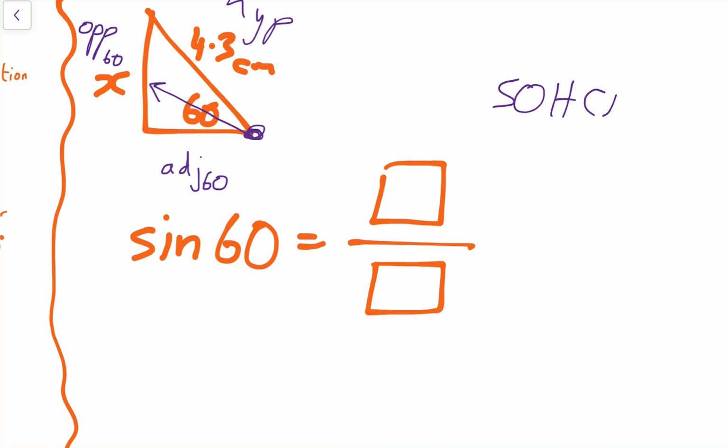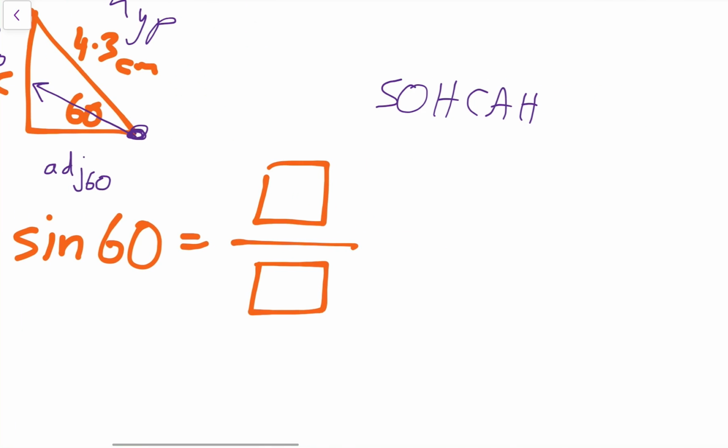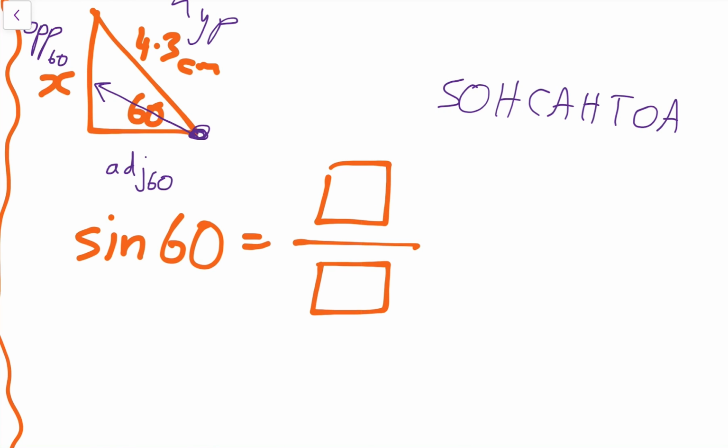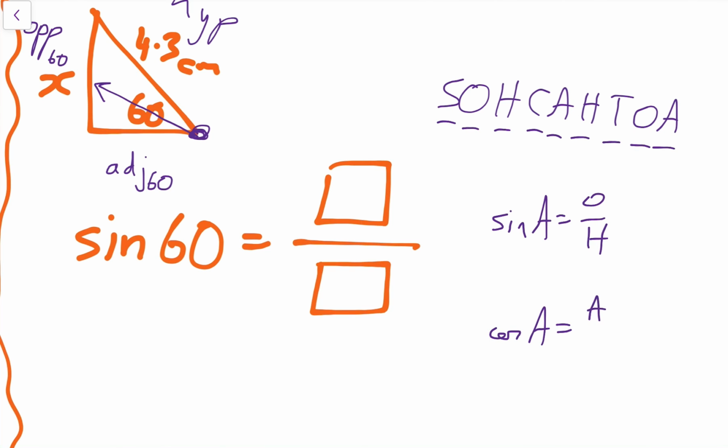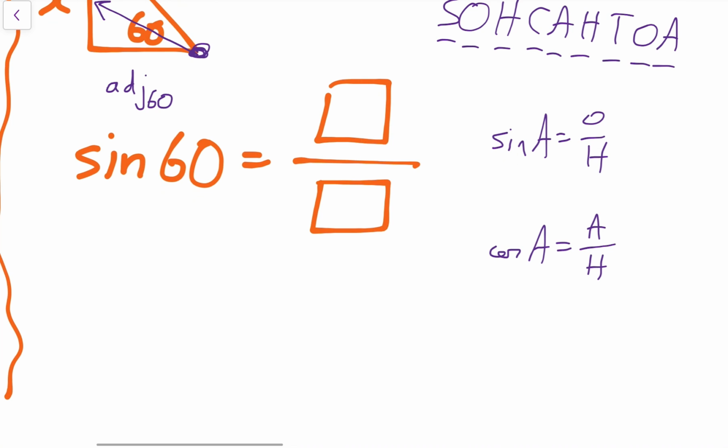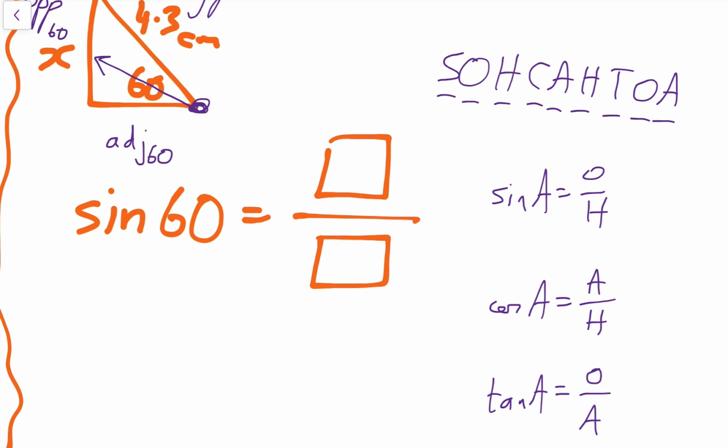SOH CAH TOA. That's my SOH CAH TOA, or silly old Harry caught a herring trawling off America. This is telling me the sine of an angle is opposite over hypotenuse, cos of an angle is adjacent over hypotenuse, and tan of an angle is opposite over adjacent. So when I look at my orange triangle here, do I know everything?